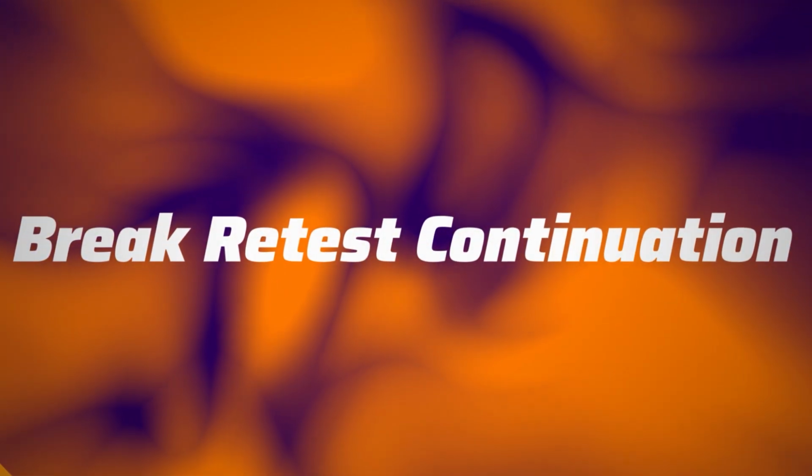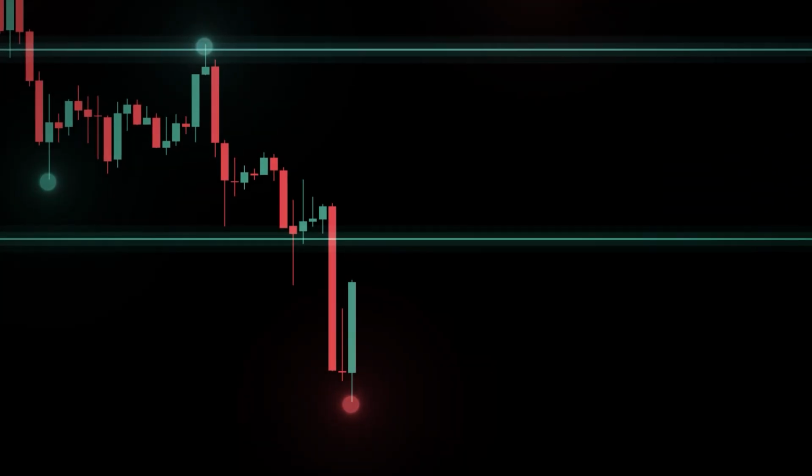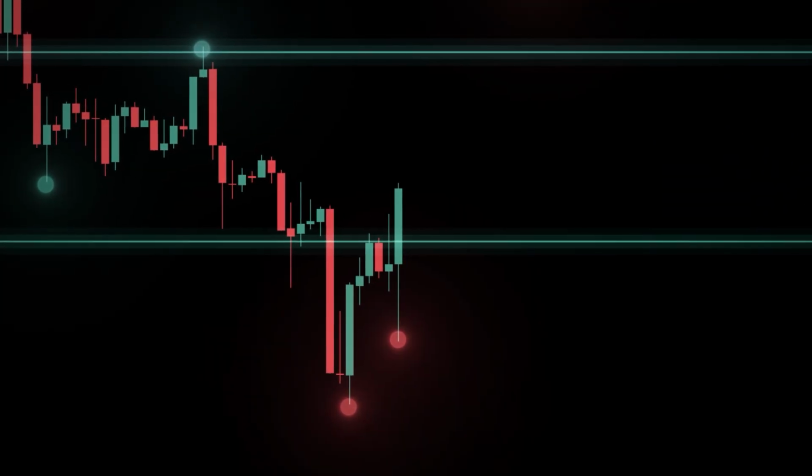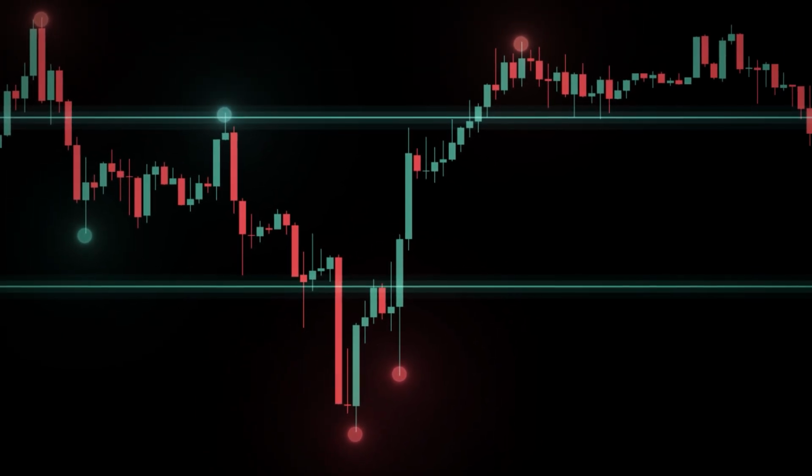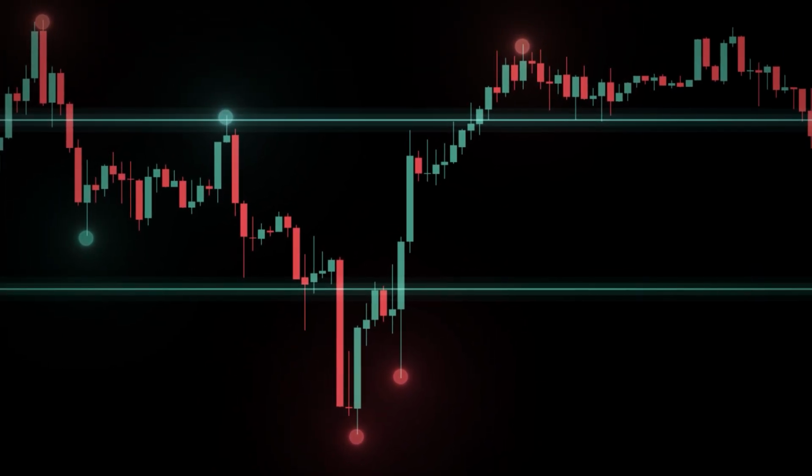Second, break retest continuation. I want an impulsive break that shows intent, then a quick retest from the other side. If the level holds, I'm in, with a tight line in the sand just past the zone, and targets staged at the prior swing and the next level.